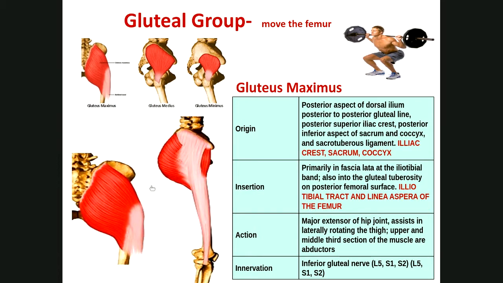The gluteus maximus origin is along the iliac crest, the sacrum, and the coccyx. It's going to insert along that iliotibial tract and the linea aspera of the femur. The action of the gluteus maximus is in hip extension and also in a little bit of lateral rotation of the hip. The nerve to this is the inferior gluteal nerve.